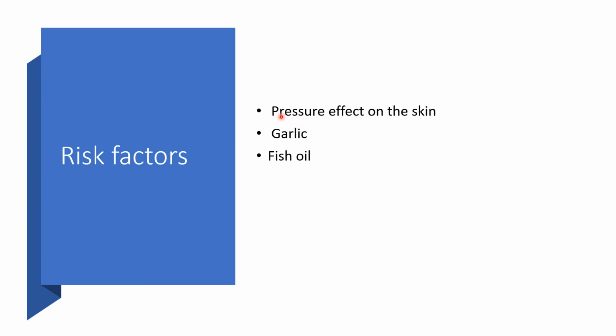Other risk factors would be pressure effect on the skin that is causing bruising. Garlic. Garlic will interfere with vitamin K metabolism, and there are certain clotting factors that are vitamin K dependent, like clotting factors 2, 7, 9, and 10. So, too much garlic over time will interfere with those factors and there might be bleeding. Fish oil. A large amount of fish oil can inhibit blood clotting.